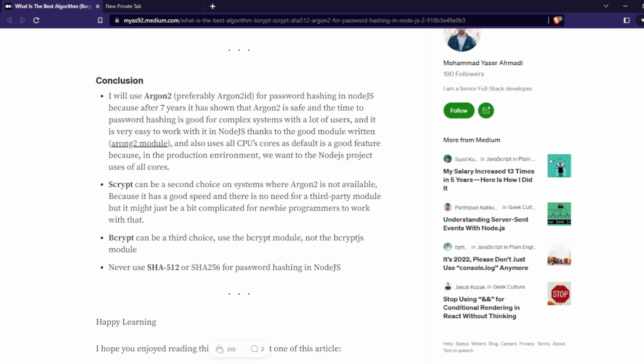Using all CPU cores by default is a good feature because it's a production environment. We want the Node.js process to use all the cores. For a system where Argon2 is not available, use an alternative because it has good speed.